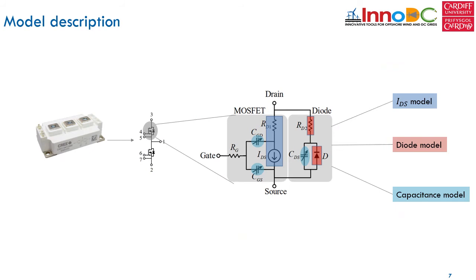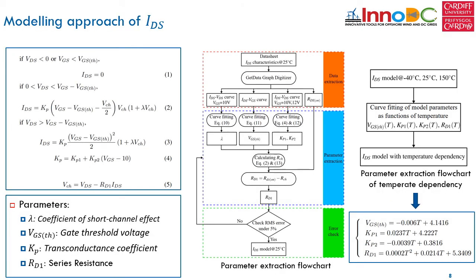The model we used to model the silicon carbide MOSFET half-bridge module is shown in this slide. The model contains 3 parts: the IDS model, the diode model, and capacitance model. The modeling approach of IDS is based on SPICE Level 1 model of MOSFETs. The model has 4 parameters. A step-by-step modeling approach is shown in this flowchart to extract the parameters.